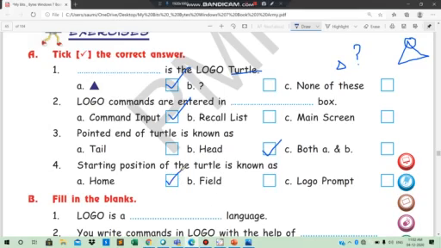So let us revise it once again. Triangle is the logo turtle. Logo commands are entered in the command input box. A pointed end of the turtle is known as head. Pointed end जो होता है ट्राइंगल का, किसी भी टर्टल का जो पॉइंटेड एंड होता है उसे आप क्या कहते हैं? We call it head.